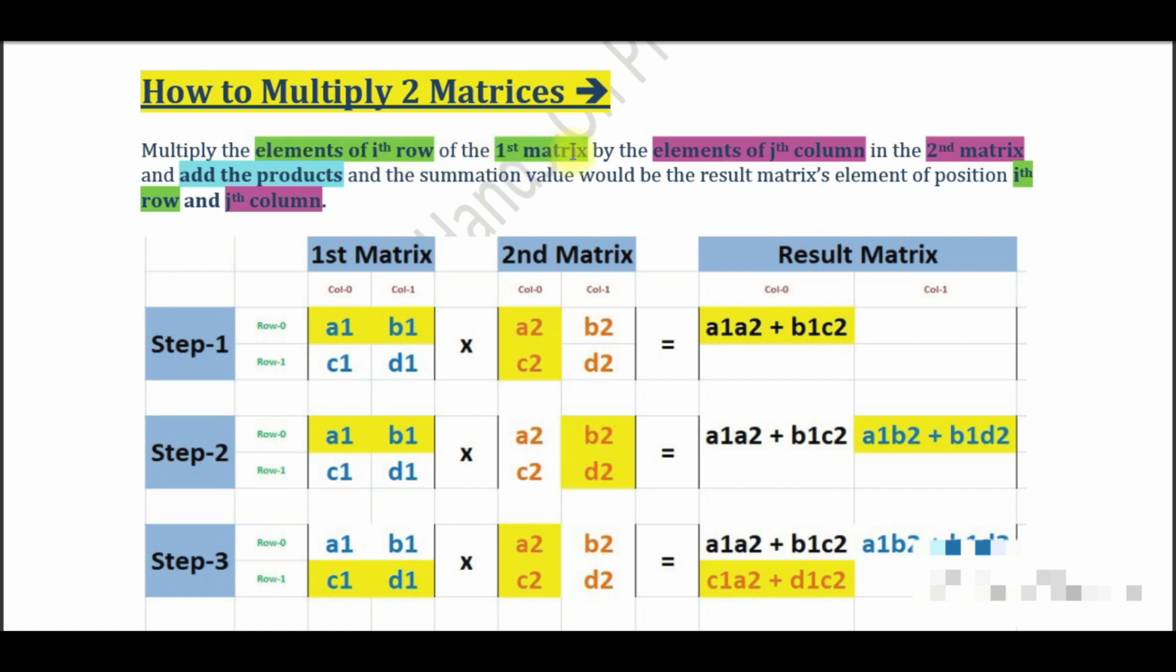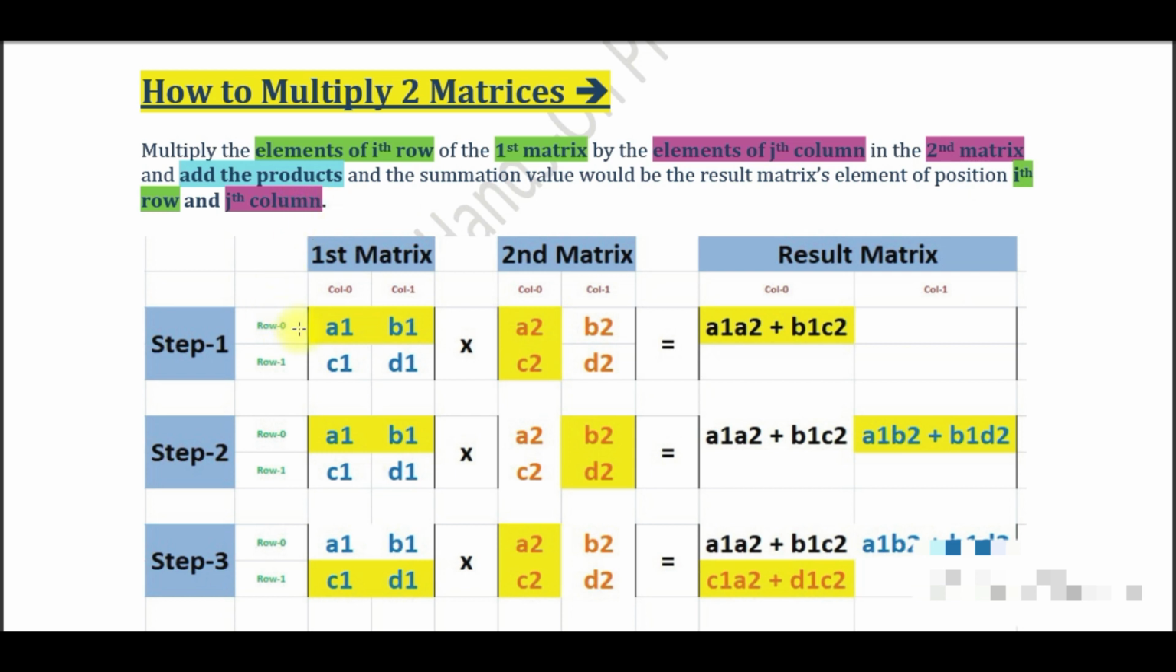Element of the ith row of the first matrix. So this is basically the ith row. It can be 1, it can be 0. So that will be multiplied by the element of the jth column in the second matrix. So this is column 0, column 1, or we can say j is equal to 0 this one, or j is equal to 1 this one. So first we have to multiply, and then we have to add those products. The summation value would be the result matrix element at the position of ith row and jth column.